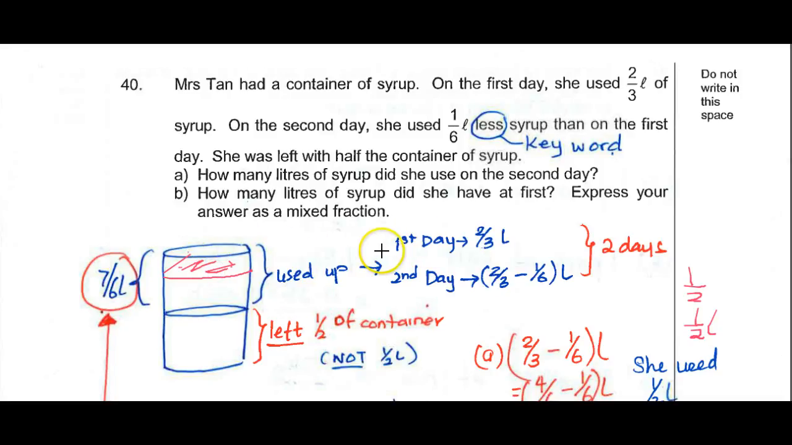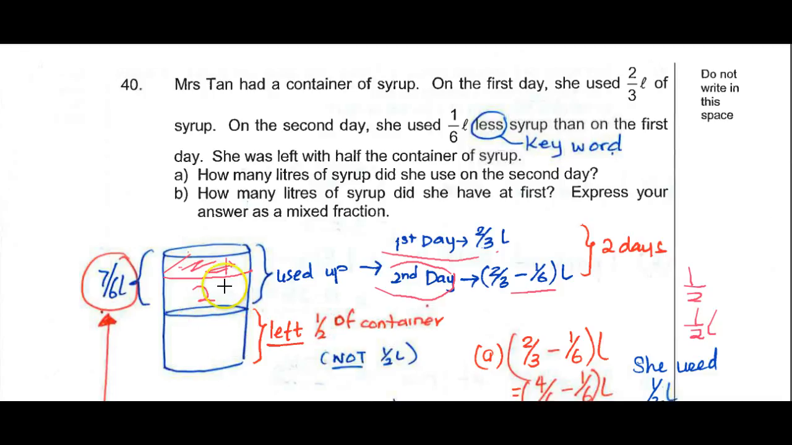The first day is this 2/3 liter being used, and the second day is 1/6 less than the first day. So take 2/3 liter minus 1/6. On the second day, the amount is 2/3 minus 1/6. First day and second day are here. These two added together are half of the container. How do you know? Because half is left.